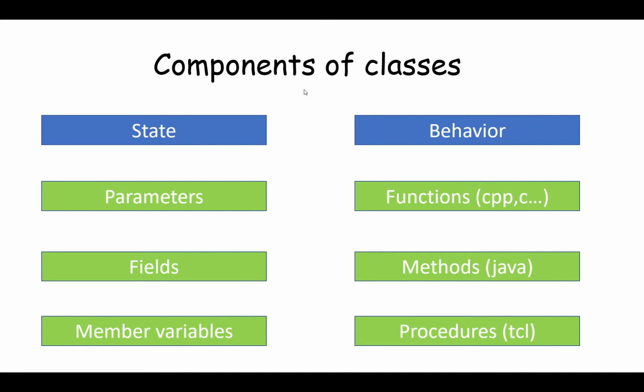So the basic components of the classes we understood are the state and the behavior. So the state, it can be defined by different synonyms of the word. Some people say state, some people say parameters, some people say fields, and some people say member variables. And the behavior in C++, C, and other object-oriented languages, we say functions. In Java, we say methods, and in some other languages like TCL and other ones, we say procedures. So they are all the same.